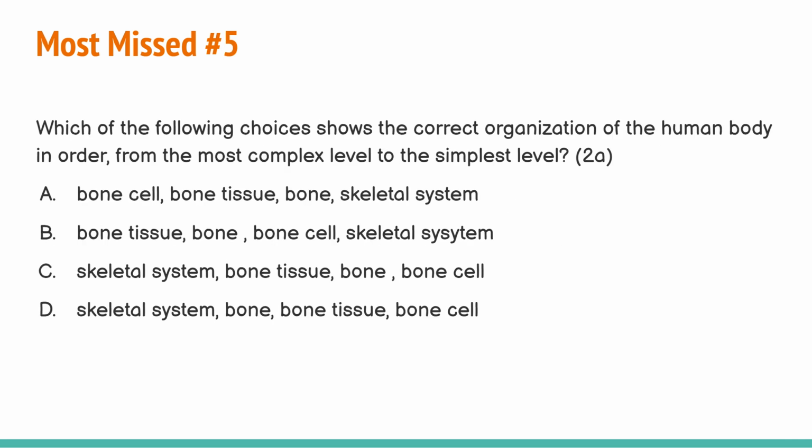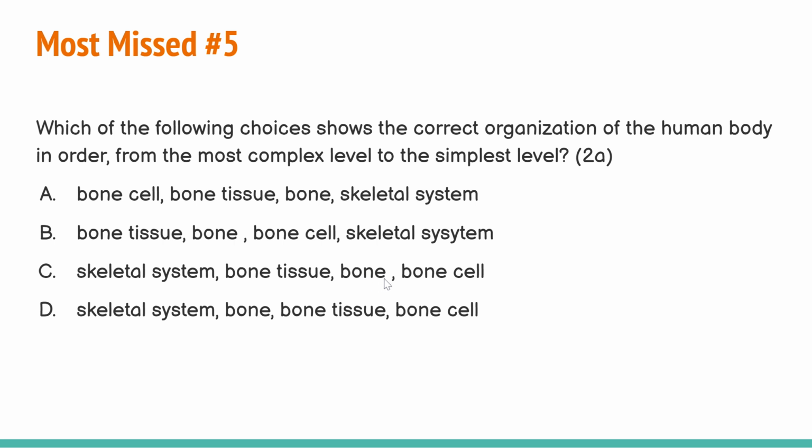The fifth most missed question was which of the following choices shows the correct organization of the human body in order from the most complex to the simplest level? So in this case, the most complex would be the system level. So bone cell is out because it's the simplest. Bone tissue is not the most complex. Skeletal system, yes, makes sense. So let's see if that's an order. Skeletal system, bone tissue. Oh, bone and bone cell.